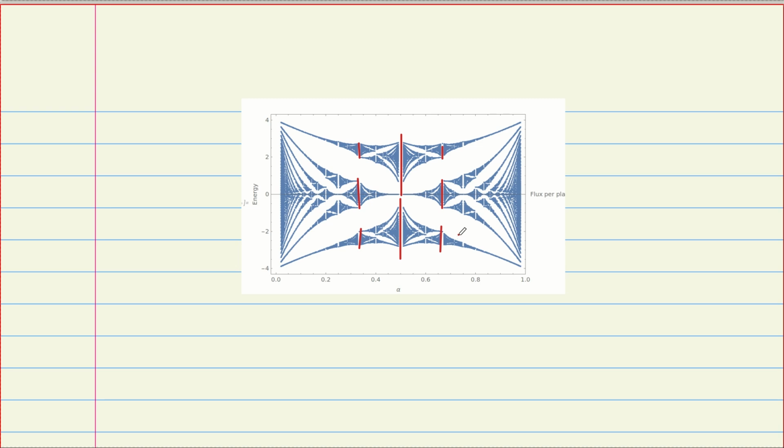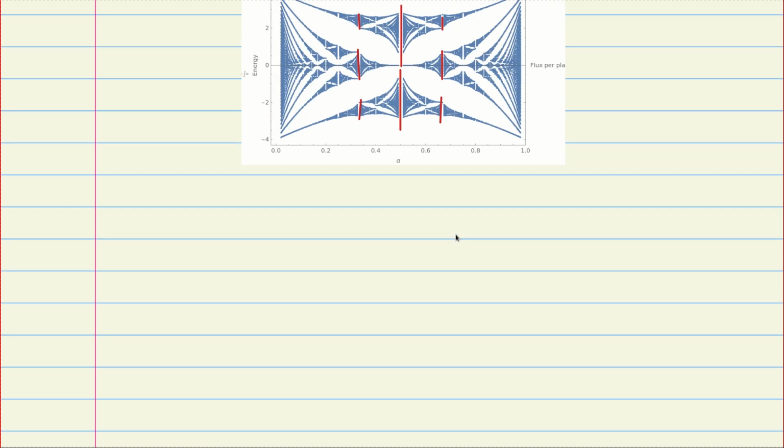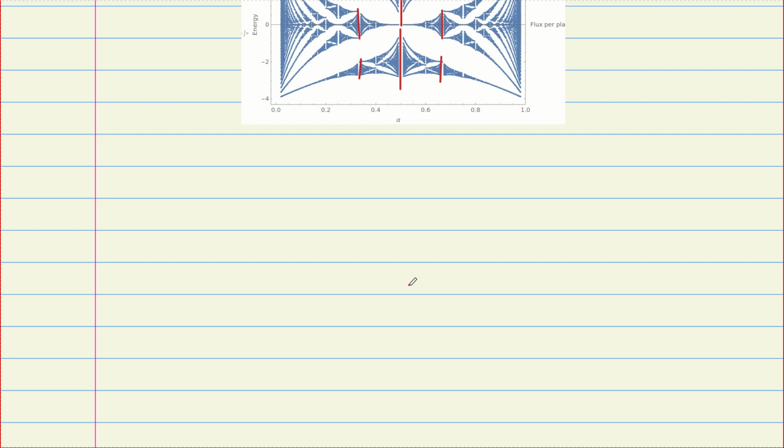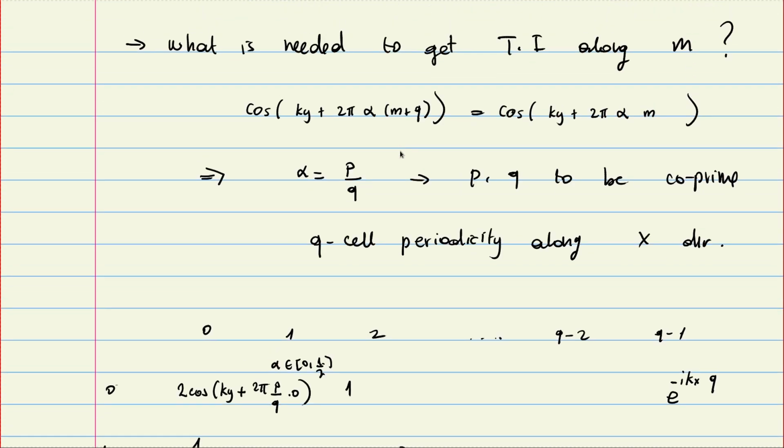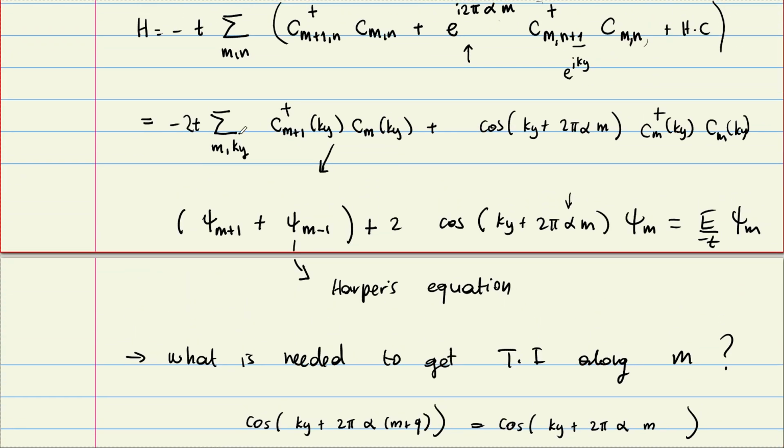So there is one more thing. Let me give it to you as homework because we are running out of time. So homework: let's consider the continuum limit. What this means is, for example, at least for this exercise, I like to work with this one.